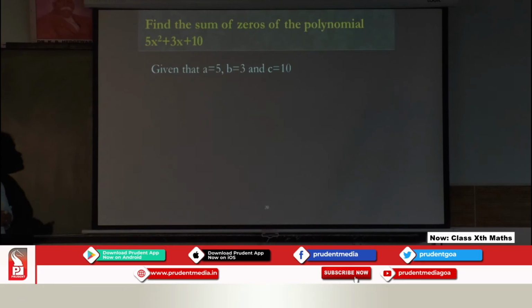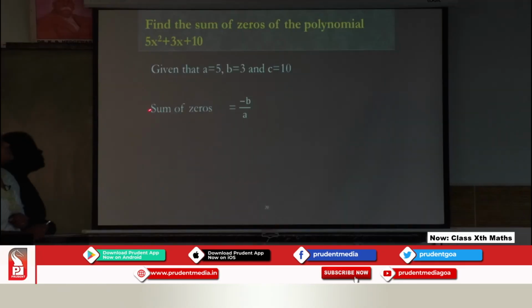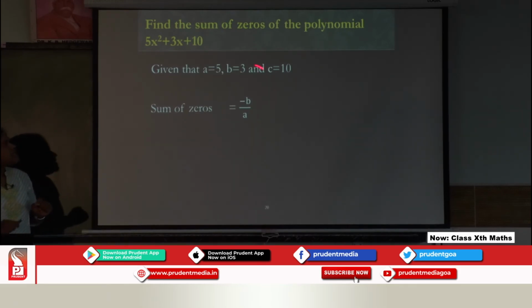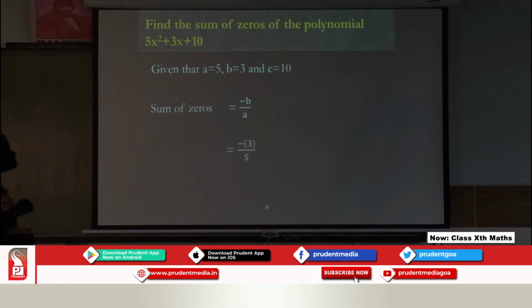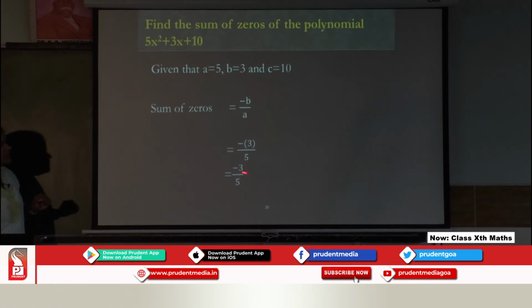Now, focus on the main question. What is asked? Find the sum of zeros. And what is the formula? Just now I told you, the sum of zeros is minus b upon a. The last step is to substitute these values. Be careful of this negative sign; it is part of the formula. The b value is 3 upon 5 because a is 5. So, your answer is negative 3 upon 5. This is your final answer.